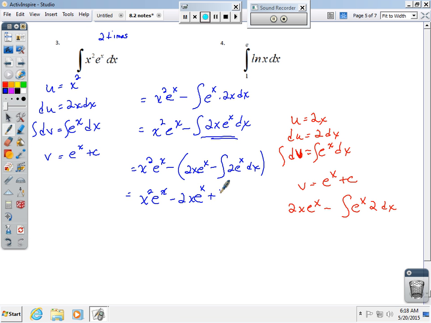And now I'm going to bring the 2 out in front for this integral, and then the integral of e to the x is just e to the x, and I'm going to put a plus c. And then that is the integral of that. But again, make sure you're putting the quantity here, because it's minus the quantity. It's going to change that sign.